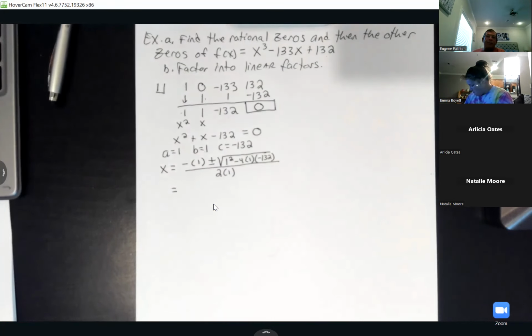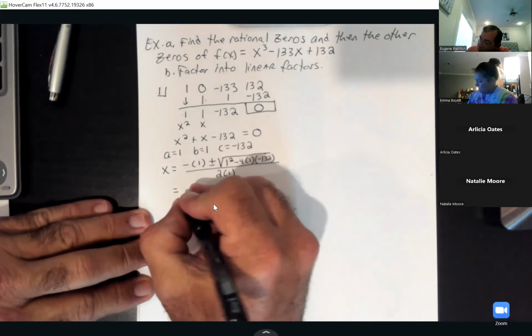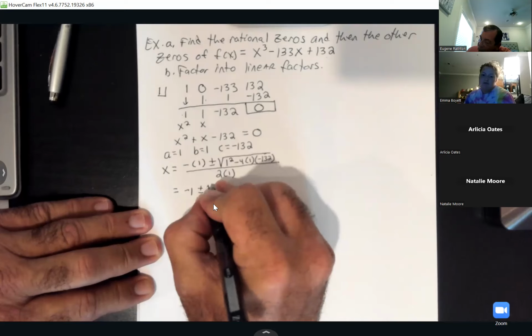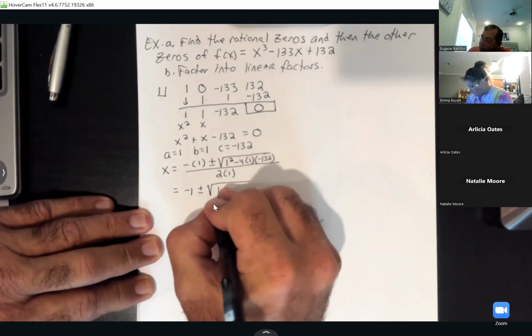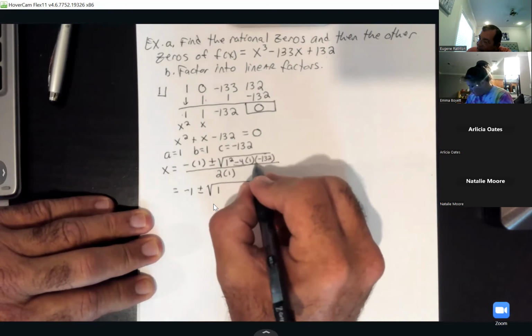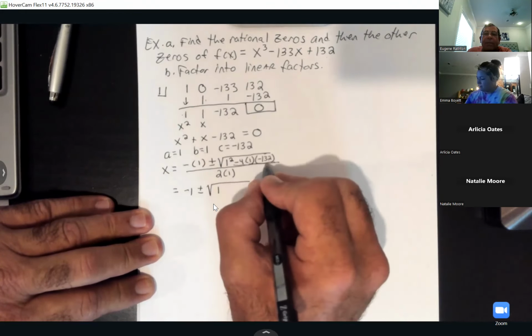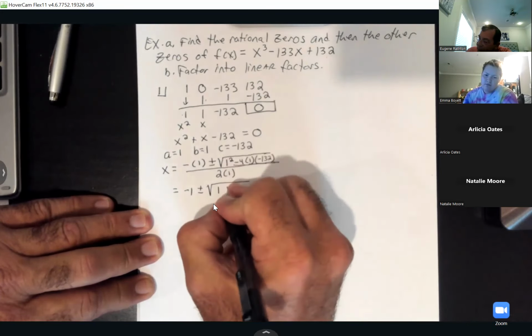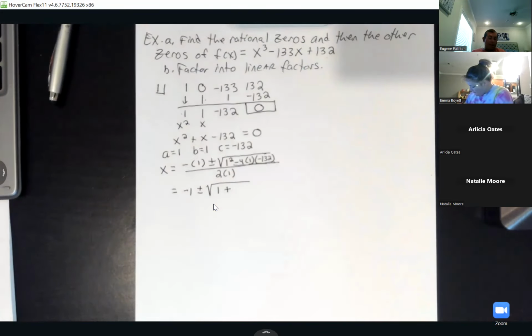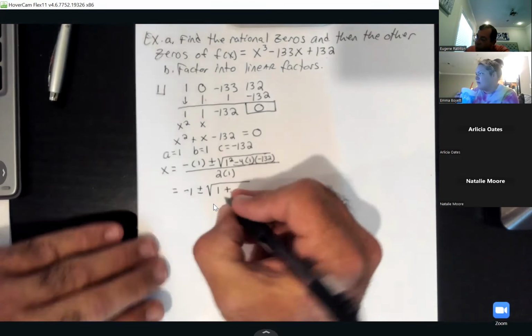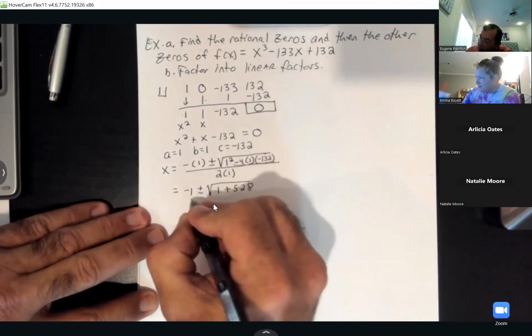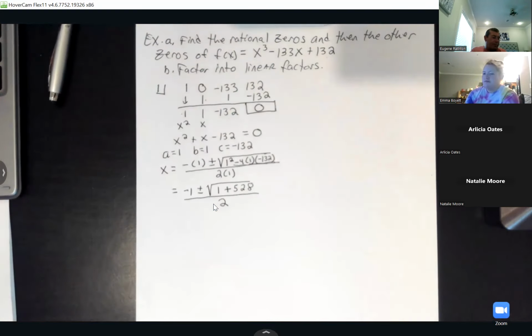All right, so if you notice, I got a lot of work up under my radical there. So that's going to make this a negative 1 plus or minus square root. 1 squared is 1. And y'all look at this. The whole right side, negative 4 times 1 times negative 132. 2 negatives will make that into a positive. And y'all, let's see what we get. 4 times 1 times negative 132. That's going to give me a positive 528. All over 2 times 1 is 2.